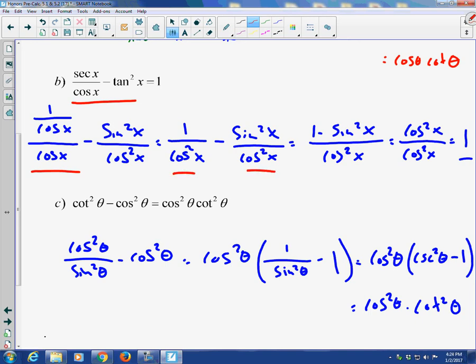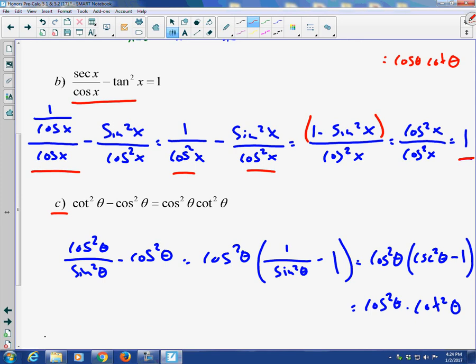Now we've got a common denominator, so right here we can say we've got 1 minus sine squared x over cosine squared x. And we know 1 minus sine squared x is going to be cosine squared x, with the Pythagorean identity that we manipulate a little bit. And cosine squared x over cosine squared x is going to give us 1.